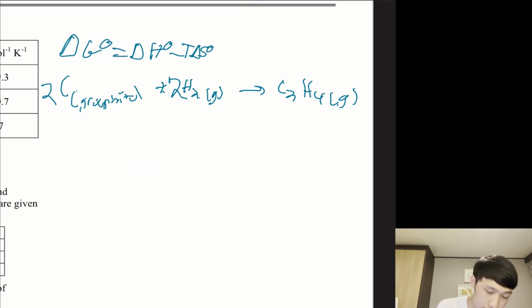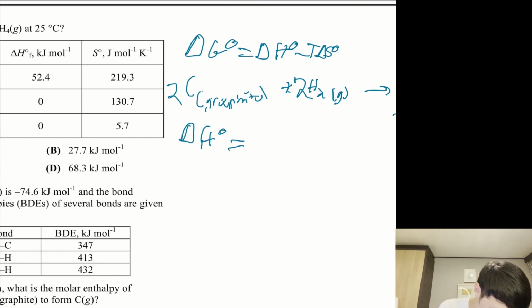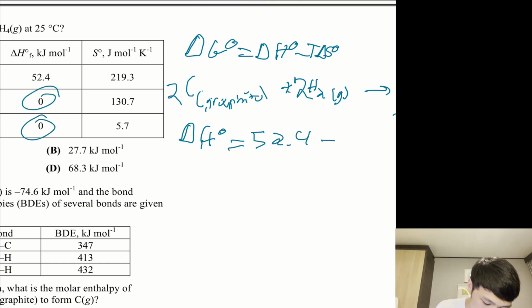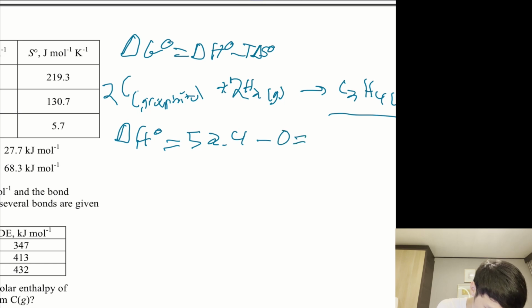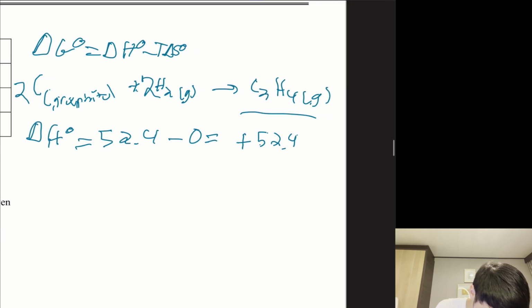So now let's just do our products minus reactants. So delta H naught is going to be the reaction enthalpy of the products, which is 52.4, minus the reactants, which is going to be 2 times 0 and 2 times 0. So that's going to be just 0. So delta H naught is going to be positive 52.4 kJ per mole.